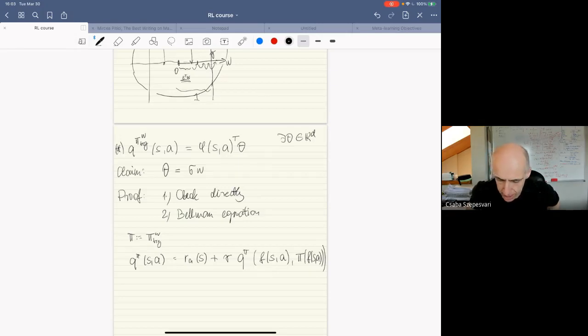So we can try to verify whether the linear expression that we got satisfies this equation. Why is that sufficient to know that Q pi is going to be linear? How many solutions can we have for this equation, if I view this as an equation in Q? How many Q functions satisfy this? It has a unique solution. Good.